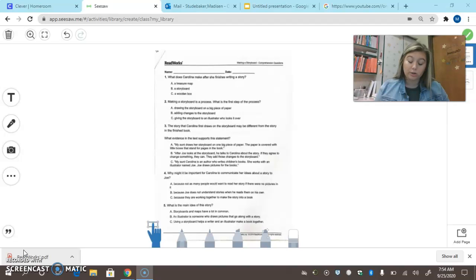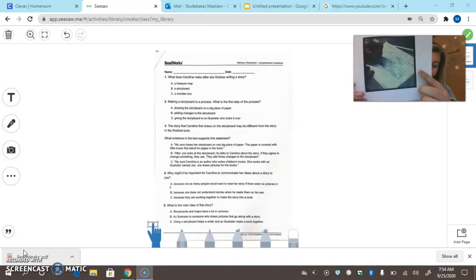Joe draws pictures based on the sketches. He also adds color. Sometimes Carolina has to add or subtract words on the page. When the book is finished, it is printed. My aunt always gives me a copy. I love her books. And here is the photo on the front of this.